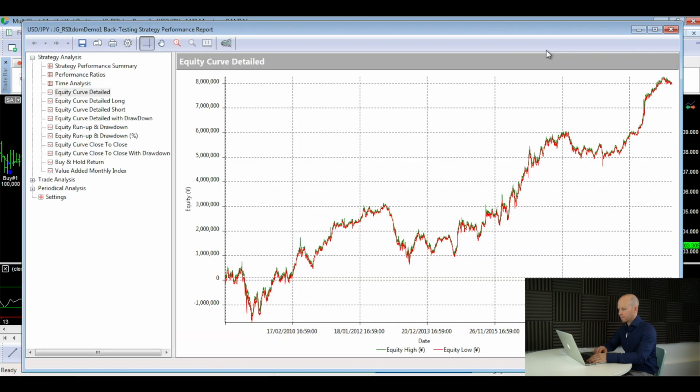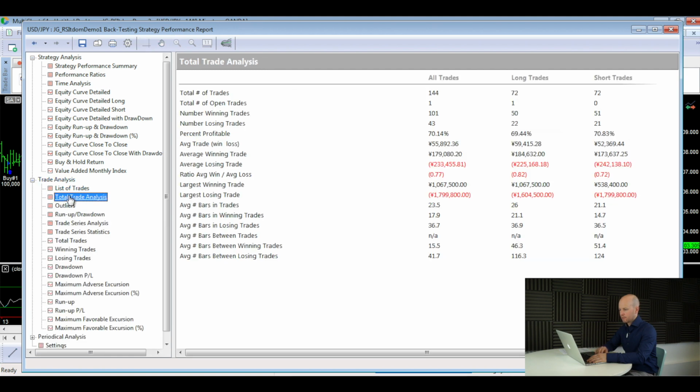Let's check the performance report, and straight away, look, the equity curve is much, much nicer. That's something that's not too bad. We'll have a look at the total trade analysis. We can see that we've got 144 trades over those years, and we've got an average trade of 55,000 yen, which is equivalent to 55 pips, which is a really quite decent average trade. Notice we've got a largest losing trade of almost 1.8 million yen. That's pretty big, but we can reduce that quite easily later on when we introduce a stop loss.